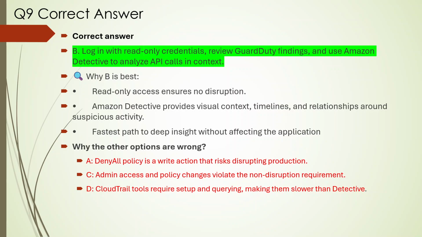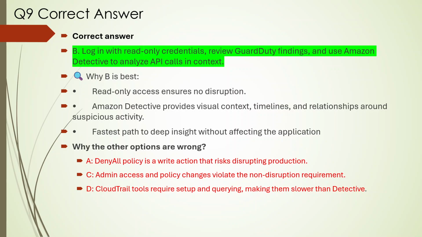Log in with a read-only credential, review the GuardDuty finding, and use Amazon Detective to analyze API calls. Why is B the best? It's read-only access, no disruption. Amazon Detective provides visual context.